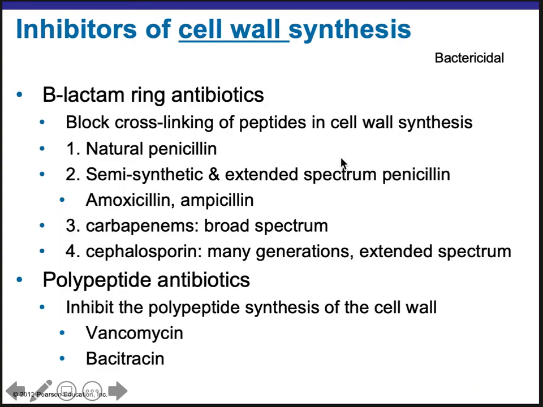Okay, so you need to know beta-lactam ring antibiotics include natural penicillin, semi-synthetic and extended spectrum penicillins such as amoxicillin and ampicillin. We have another group that I haven't talked about yet, the carbapenems. These are broad spectrum, and they're actually newer, and they're pretty effective. And I think they are being reserved so that we don't get resistance against them, and we'll have something available when needed.